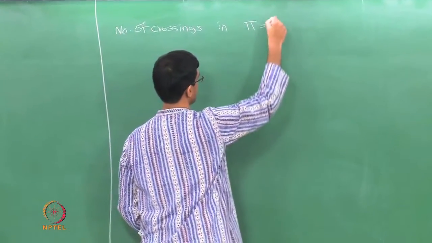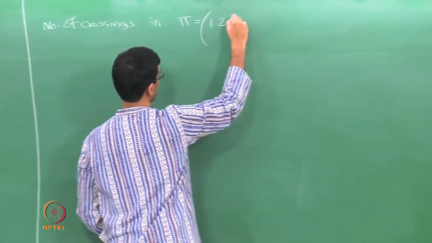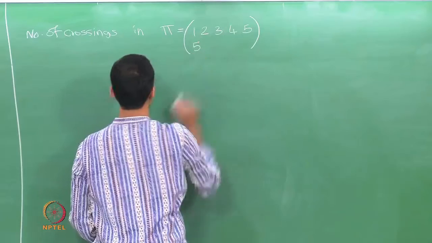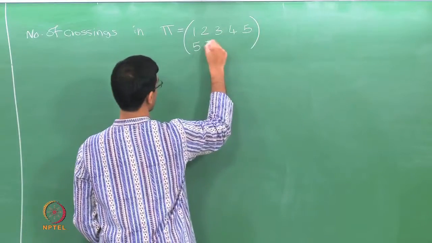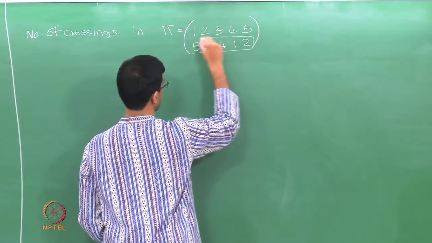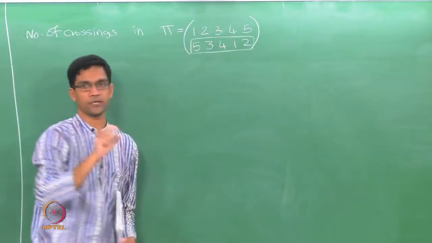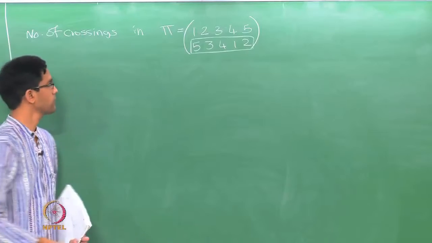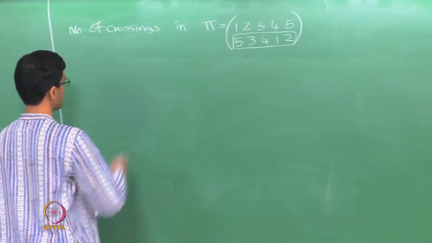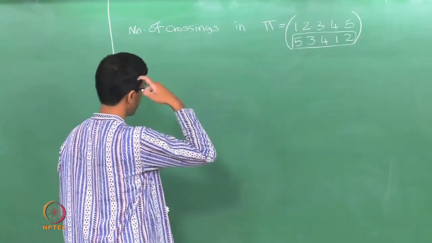Let's write it in 2-line notation. Think of the original list of numbers as just being 5, 3, 4, 1, 2. So this is the original list of numbers that's given there. I think of it as a permutation of the numbers 1 through 5. So I have written that permutation down in 2-line notation. So let's count the total number of crossings in pi.